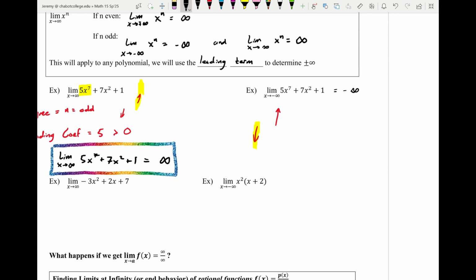Okay, and by the way, you can check your work with a table of values. If you want to check what's happening to this function as x gets really, really big in the negative direction, plug in negative 10, negative 100, negative 1000. Okay, and you should see that these values are going towards negative infinity. Just another way to check your work if you're not confident.